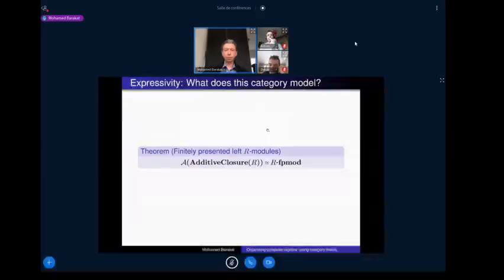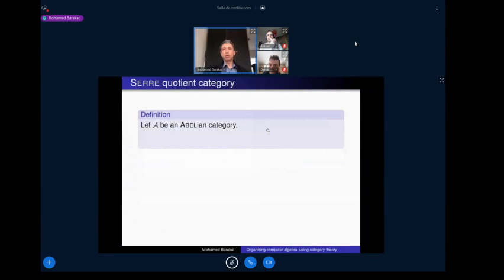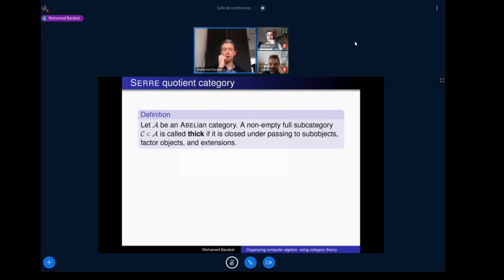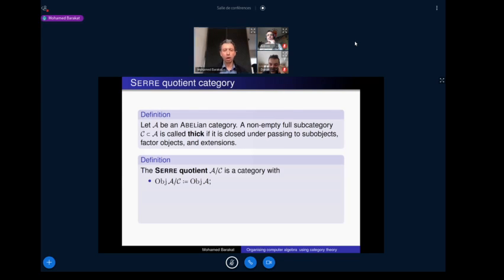Let's go back. So we want to go to coherent sheaves. This is more than just modules. So let A be an abelian category. A non-empty full subcategory C of A is called thick if it's closed under passing to sub-objects, factor objects, and extensions. And here's the definition of the Serre quotient. So you have an abelian category A and a so-called thick subcategory, which is, by the way, also abelian. And you define a new category.